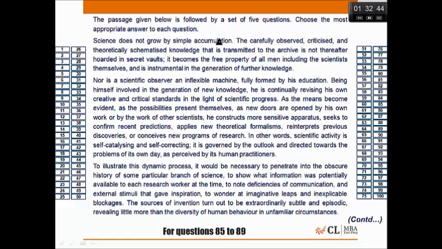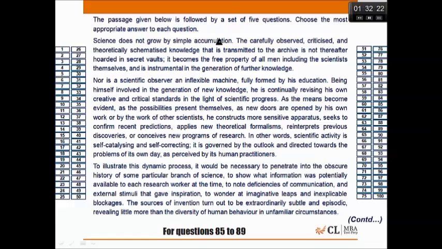It becomes the free property of all men, including the scientists themselves, as integral for the knowledge. Okay, he is not giving gallies, but looks like a decent man who is writing something down. Nor is a scientific observer an inflexible machine, fully formed by his education, being himself involved in the generation of the new knowledge. He is continually revising his own creative and critical standard in the light of scientific progress.